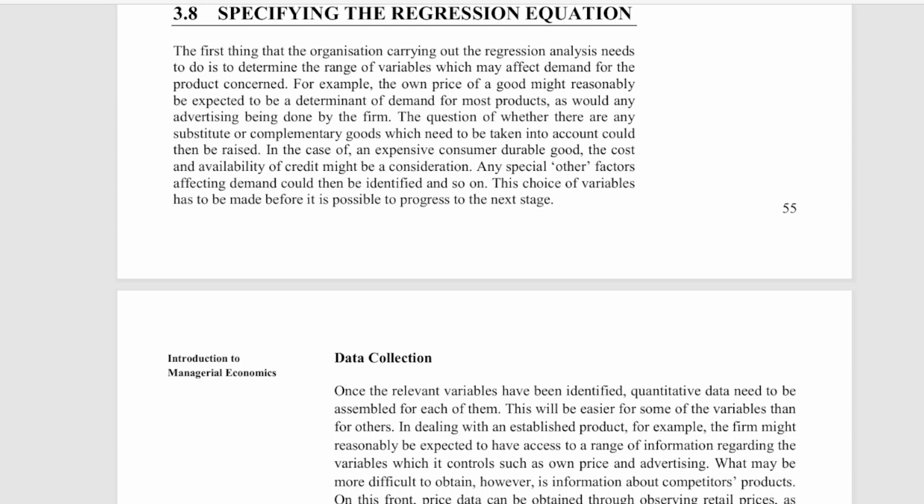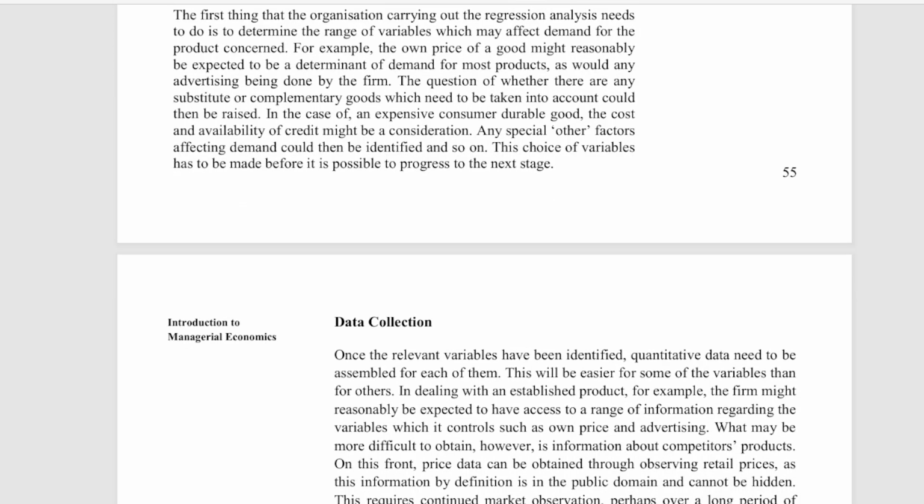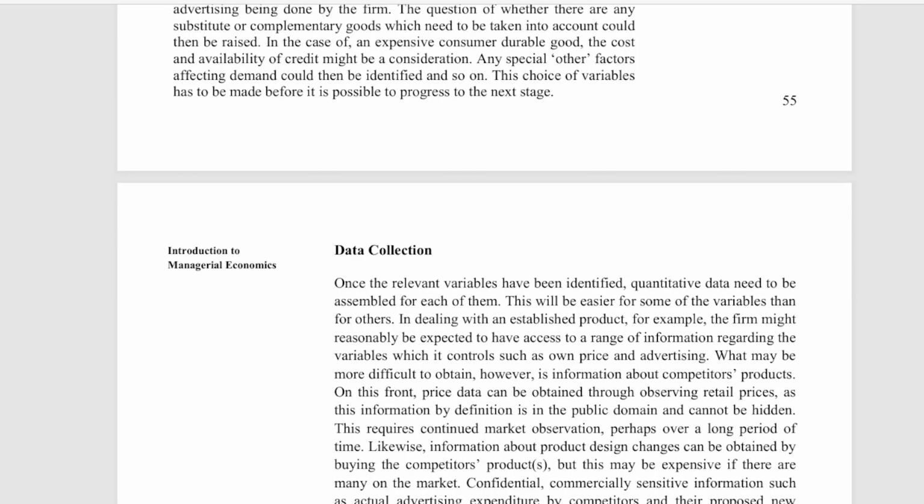In today's session, we will start with Unit 3, subsection 8 of MMPC 010. It is specifying the regression equation. In the last two videos, we covered up to 3.7. Please refer to those videos. The first thing that the organization carrying out the regression analysis needs to do is to determine the range of variables which may affect demand for the product concerned. An example is here. And what is data collection?